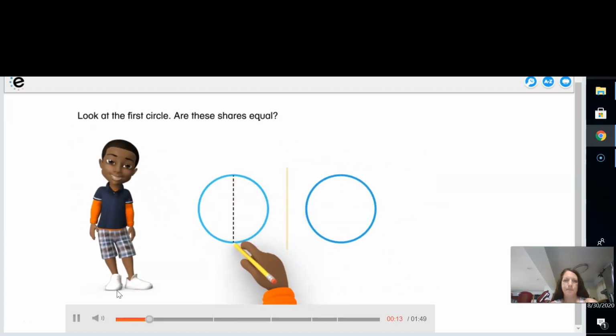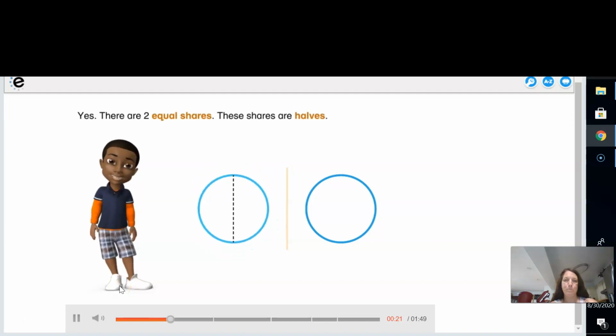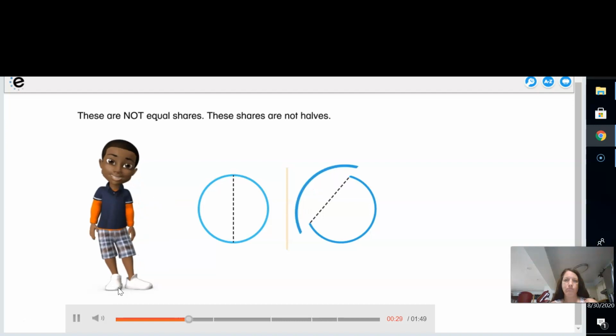Look at the first circle. Are these shares equal? Yes, there are two equal shares. These shares are halves. These are not equal shares. These shares are not halves.